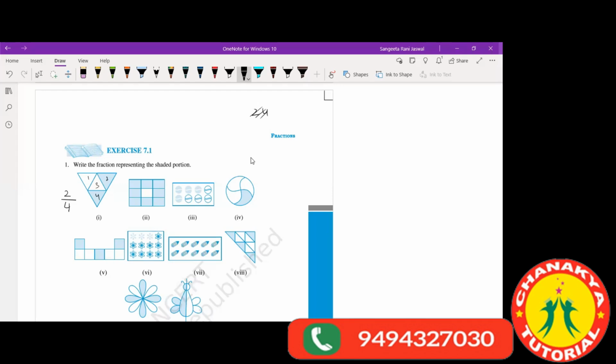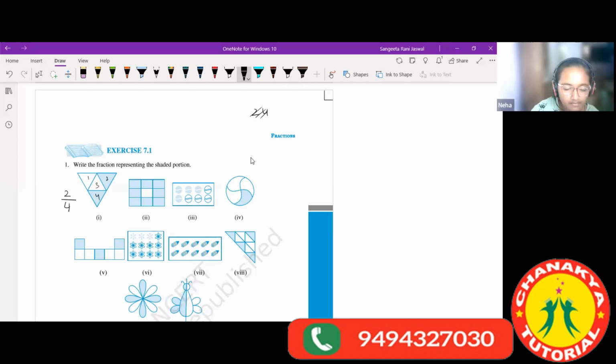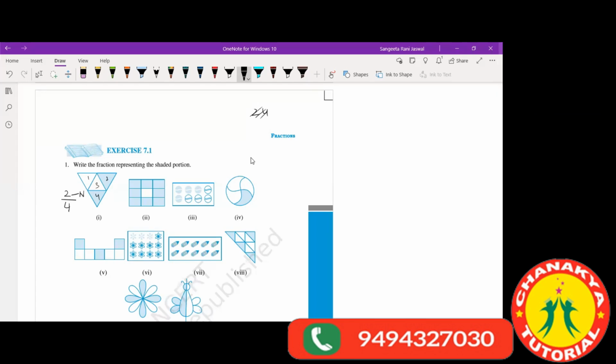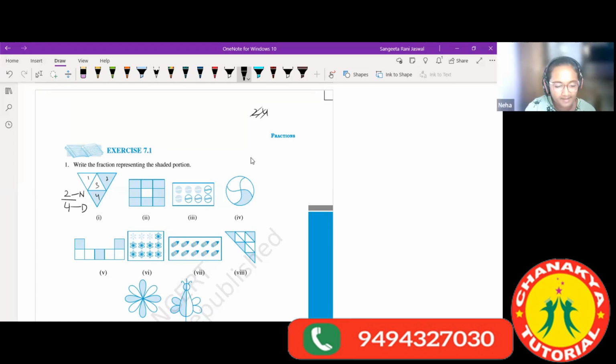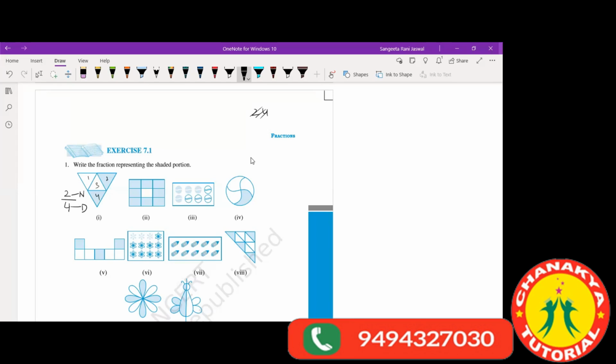Now, which is the numerator here and which is the denominator here in this 2 by 4? Numerator is 2 and denominator is 4. Numerator is 2 and denominator is, yes, D for down, D for denominator. And the other part is numerator, of course, then. If you know one, then the other is automatically known to you. Now let's see this another figure. It has 9 parts, and out of this, I can see that 8 are shaded. So what is the fraction here?